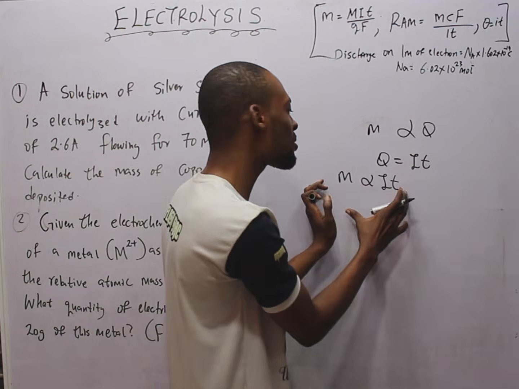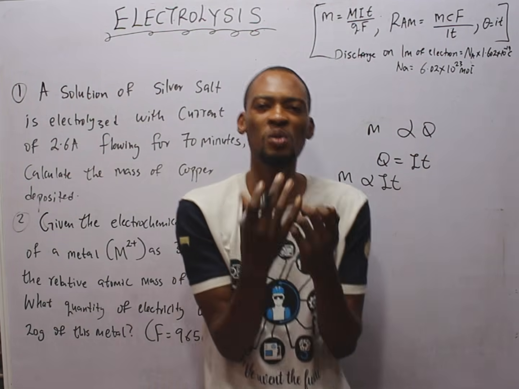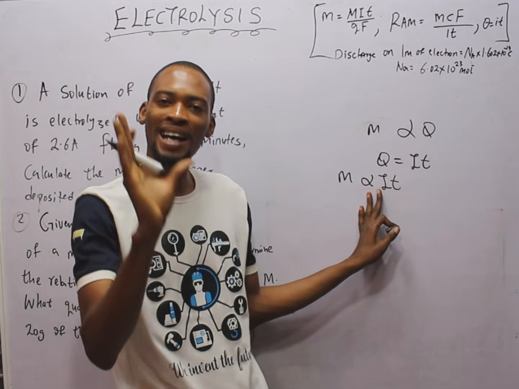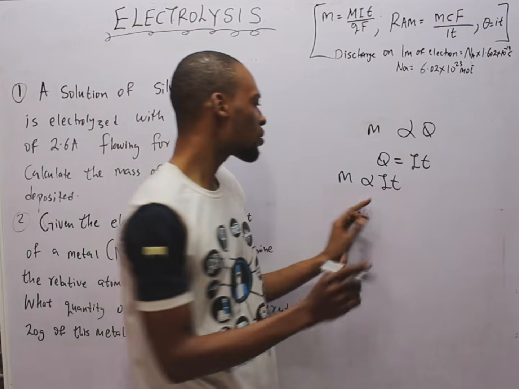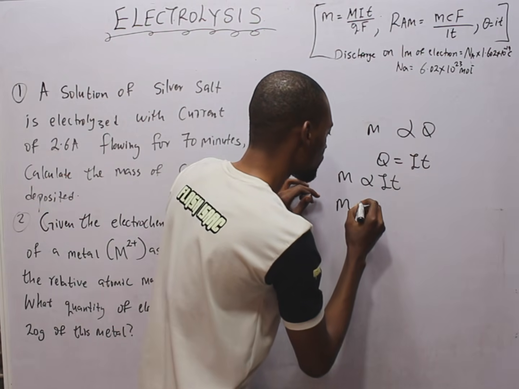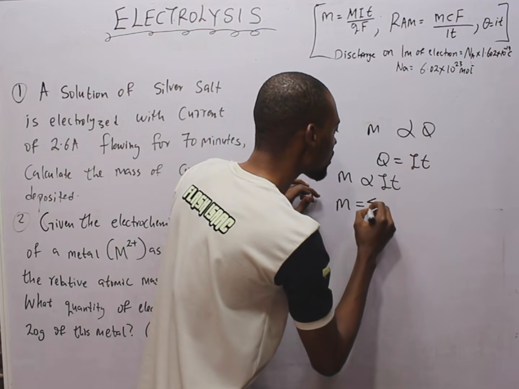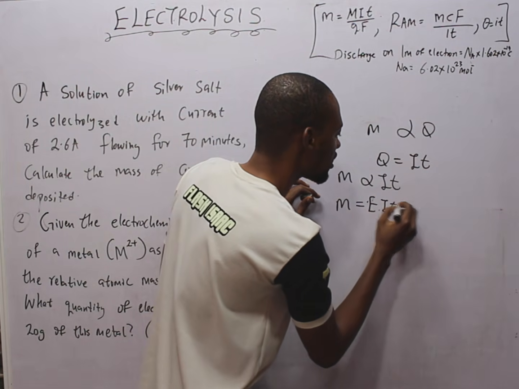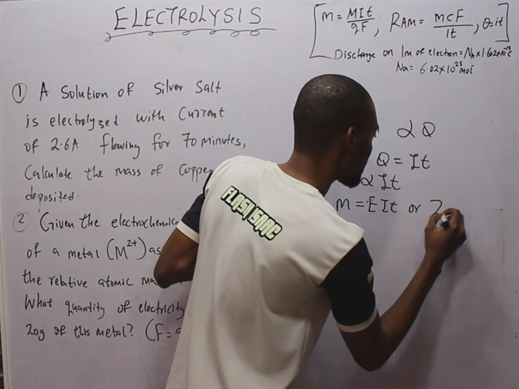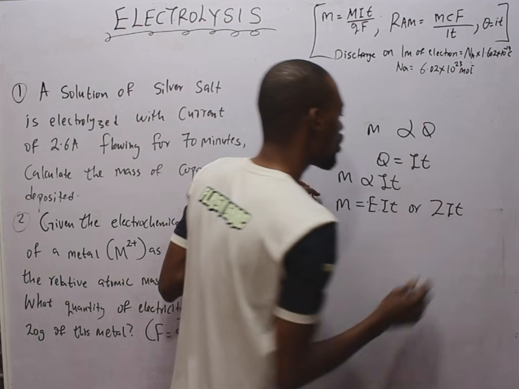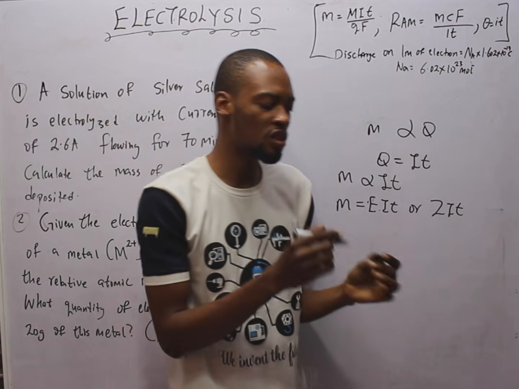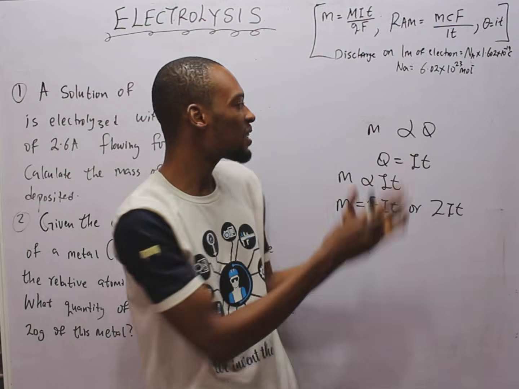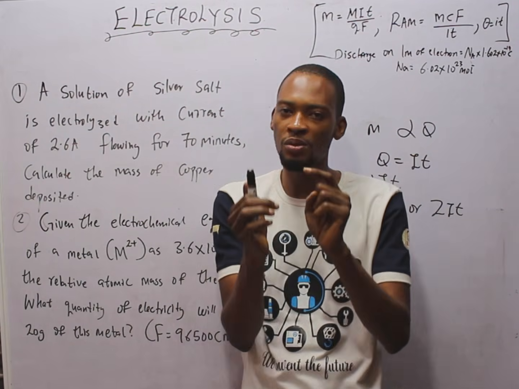And remember, in variation and in mathematics, we don't solve with the proportionality sign. We change it to equality, thereby introducing a constant. So in this case, when we change this to equality sign, we introduce a constant, M = EIt or ZIt, where E or Z are constants, which is referred to as the electrochemical equivalent. That is Faraday's first law of electrolysis.